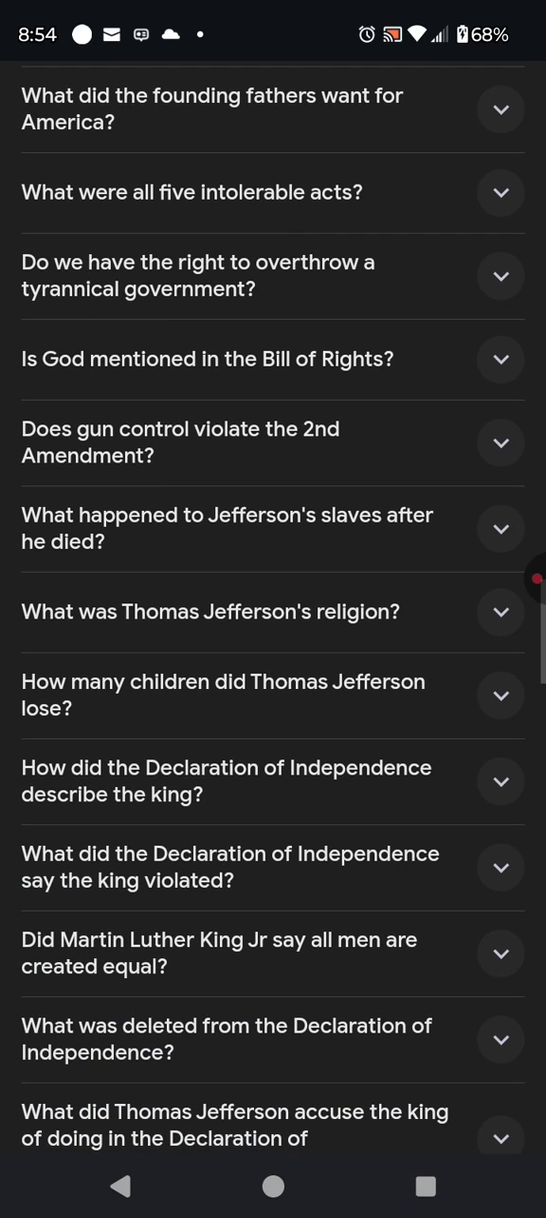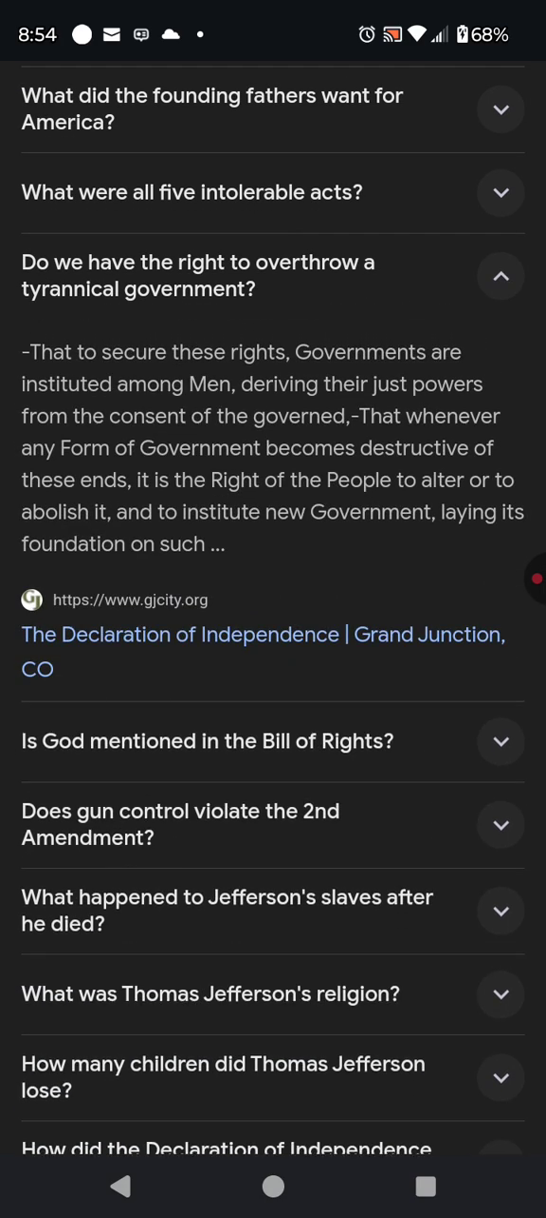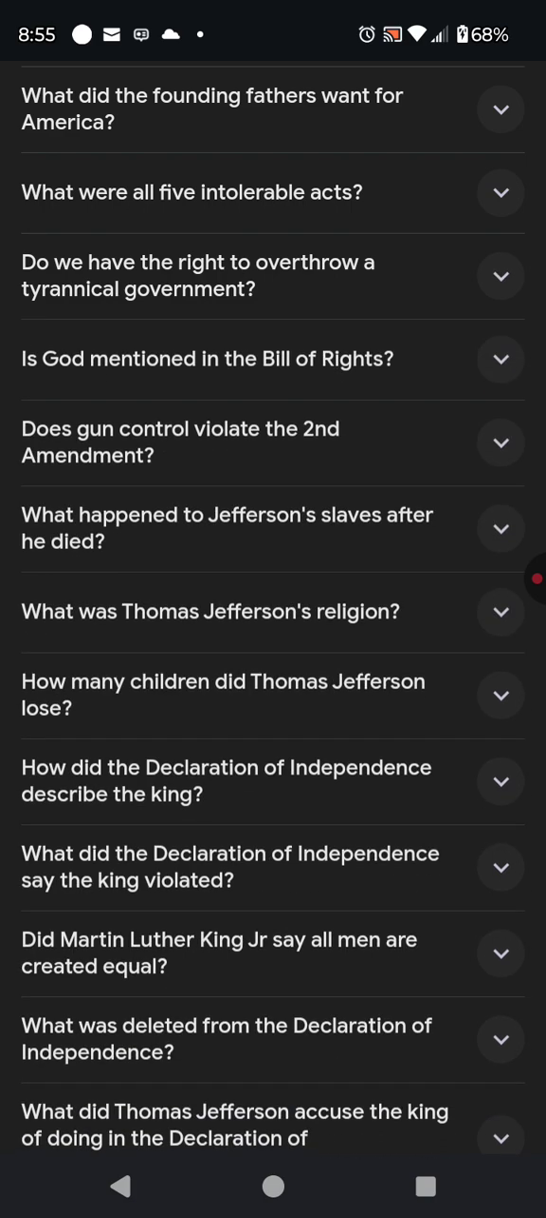Do we have the right to overthrow? That to secure these rights, governments are instituted among men, deriving their just powers from the consent of the governed, that whenever any form of government becomes destructive of these ends, it is the right of the people to alter or abolish it, and to institute new government, laying its foundation on such. Right now, what we got going on is a corporacy. I did a video on that. You should look that up. That's where we are. We are a corporacy.